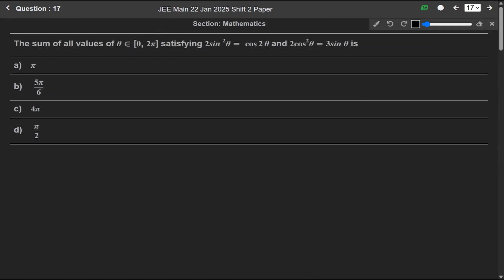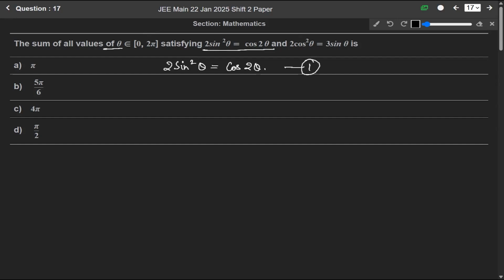Now question 17. The sum of all values of theta which belongs to the closed interval 0 to 2 pi, satisfying 2 sin square theta is equal to cos 2 theta and 2 cos square theta is equal to 3 sin theta. Okay. So we have to find the sum of all values of theta. So we are given this 2 sin square theta is equal to cos 2 theta. Let us say this is equation number 1.